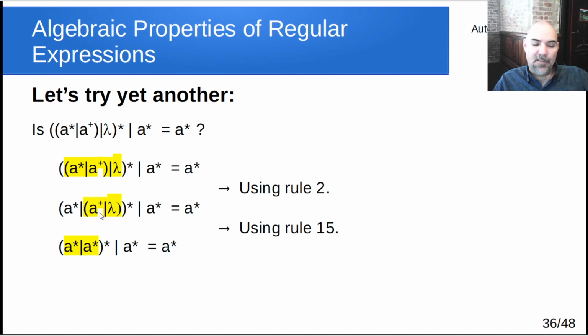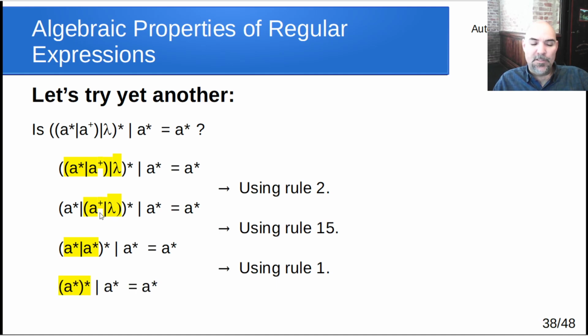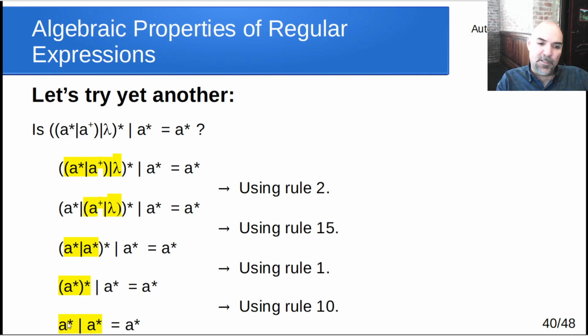And now we have A star or A star, that whole thing star. And now we have A star or A star by rule 1, which was essentially anything union with itself is still itself. We end up with just A star inside there. So now we have A star star, and A star star using rule 10 is the idempotent property of the star closure. That's going to give me just A star. So this has now been replaced by just A star.